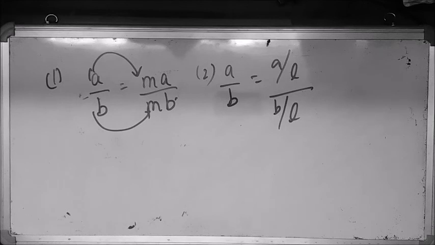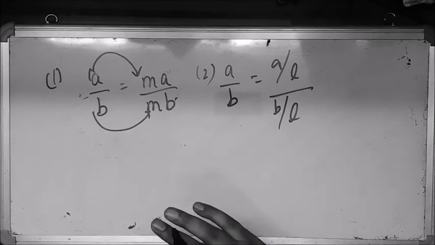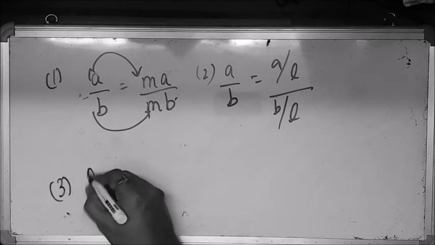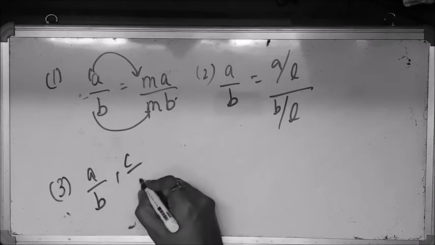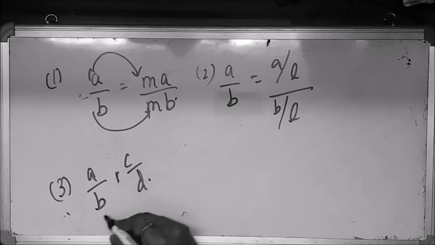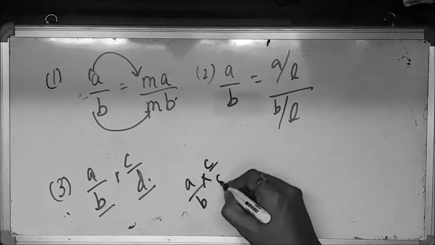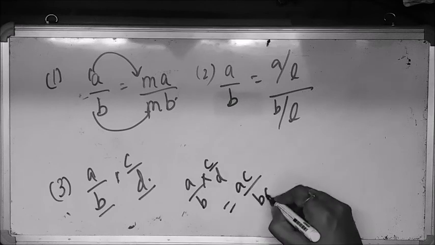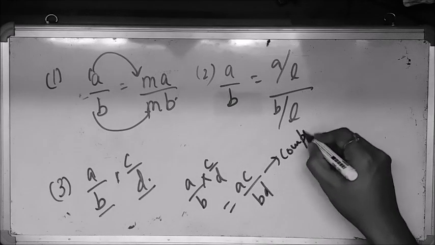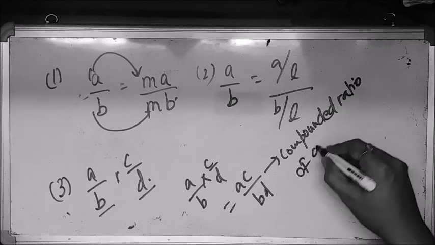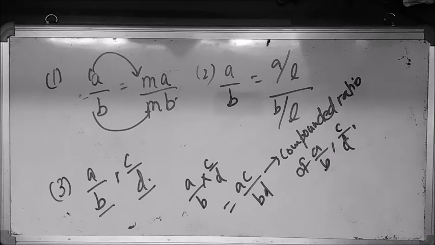Now, when 2 or more ratios are multiplied with each other, the resultant is called the compounded ratio. So if I have 2 ratios like this, A by B and C by D, and if I multiply A by B into C by D, it becomes AC by BD. So this will be called the compounded ratio of A by B and C by D. So this is very important.